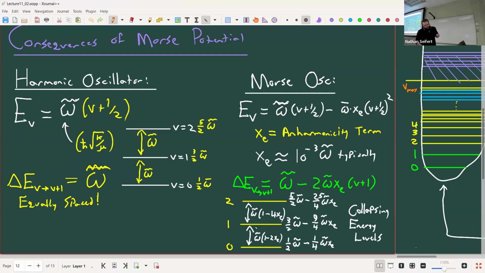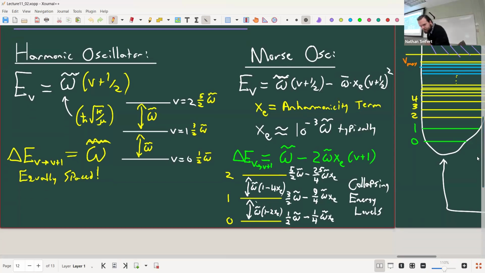But in a Morse oscillator, the energy of the levels, again, is harmonic, omega times (v + 1/2). It looks just like this. But there's this small quadratic correction that you add to each level. And this correction gets bigger as v squared. So every time you go up a level, this extra term gets larger and larger. For a given v, it's fairly small. omega xe is generally 1,000 times smaller than omega. So in some sense, the harmonic oscillator is good to about 1 part in 1,000 for most molecules.